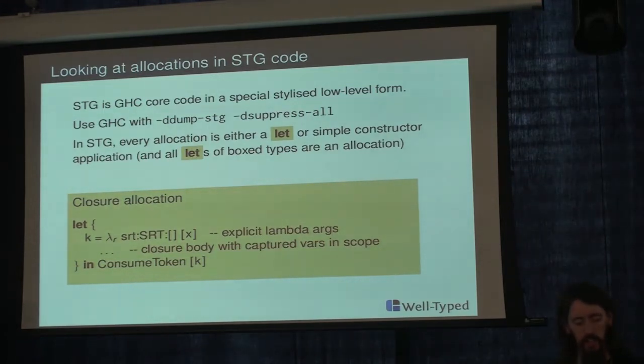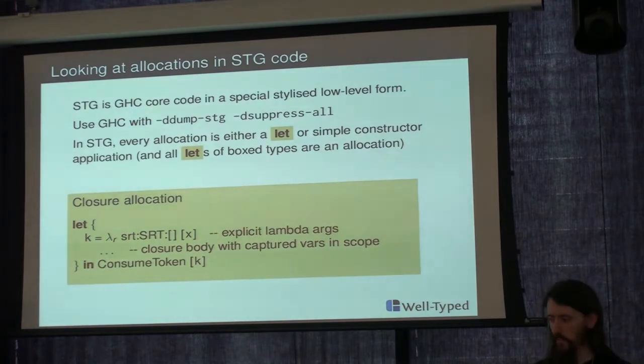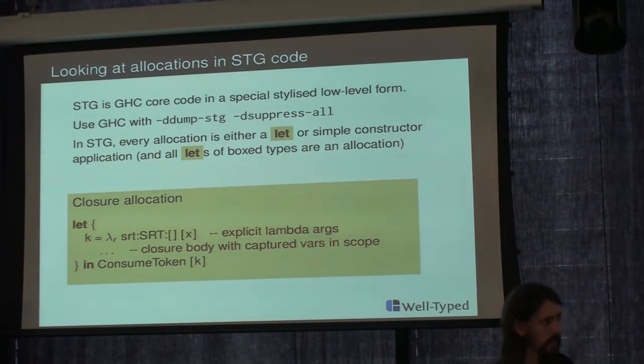And why are we allocating it? Well, we're allocating it for some reason. But why does it have to allocate these functions? Why aren't they just floated to the top level? It's because they are capturing some variable that's available in the environment. And that's why it has to allocate it, because the value of that variable is only known at that location. So here, in this particular example, we're allocating a closure k, a lambda x, something, something, something, and we're packing that k into the field of a ConsumeToken data constructor.